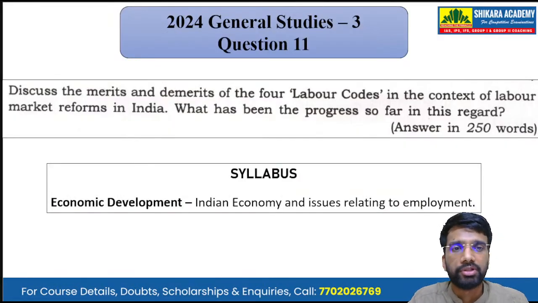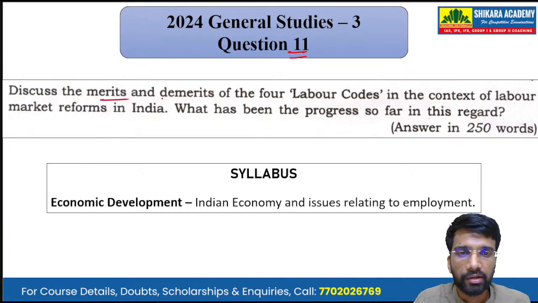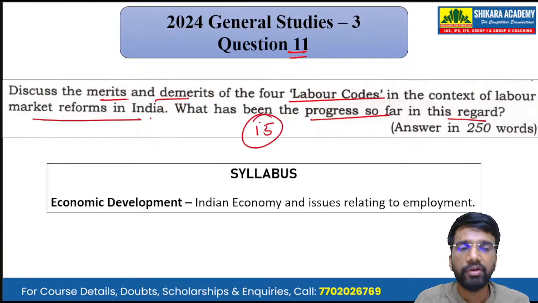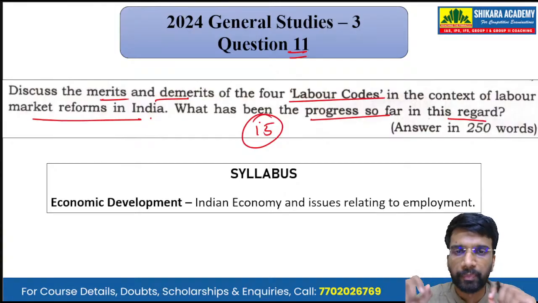Now, question number 11 states: discuss the merits and demerits of the four labor codes in the context of labor market reforms in India. What has been the progress so far in this regard? It is a 15-mark question that we have to answer in 250 words.